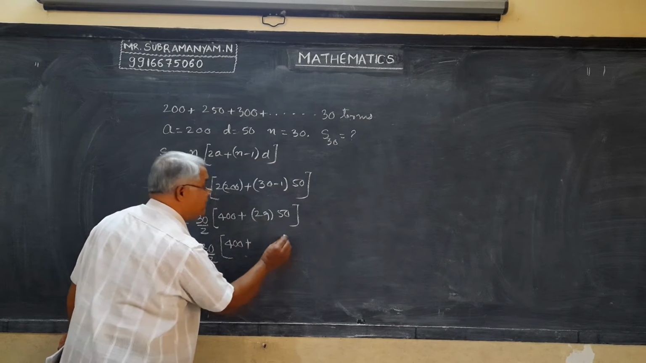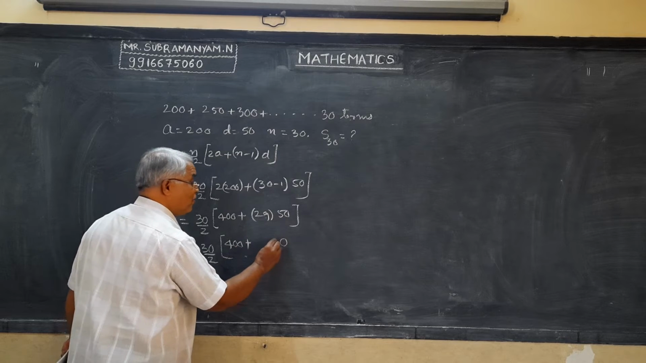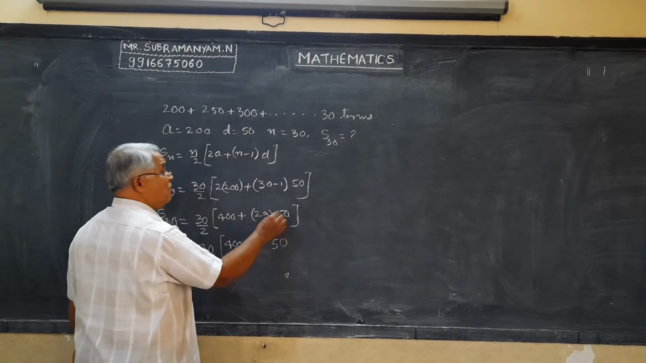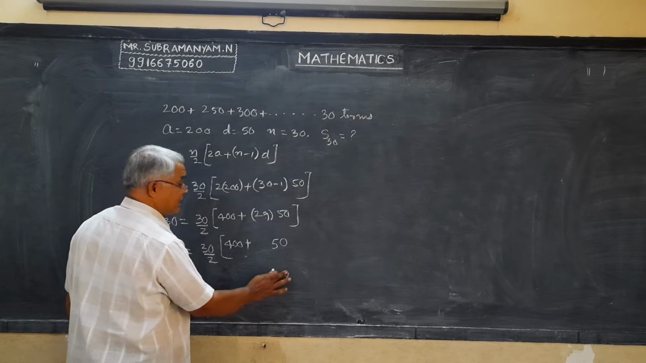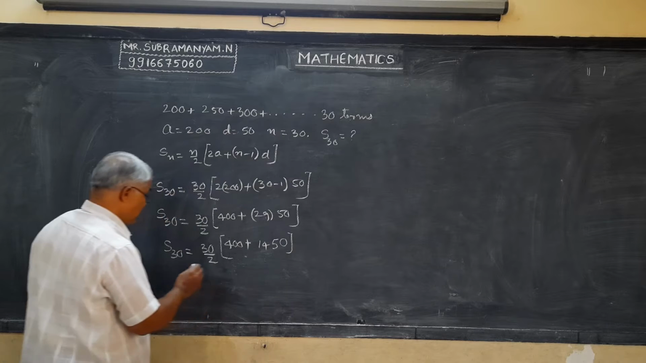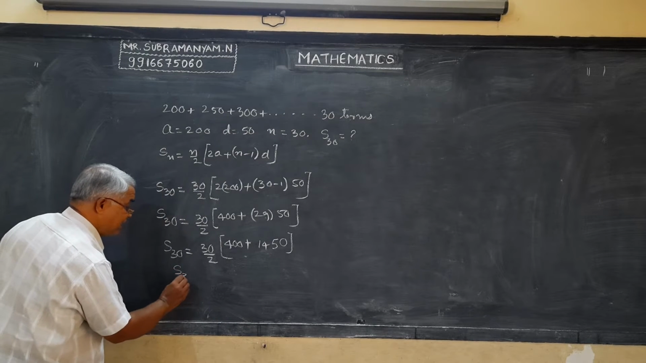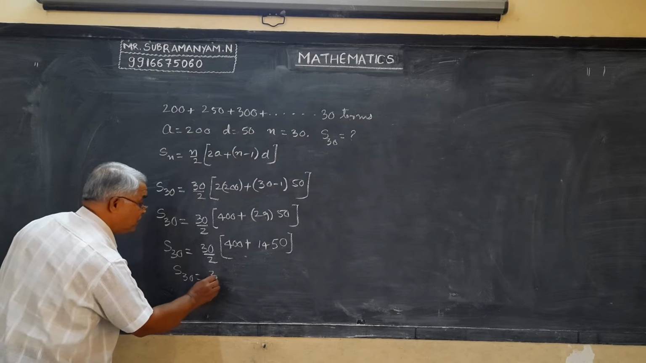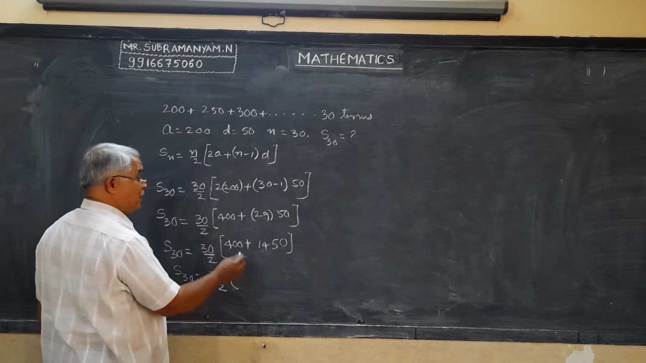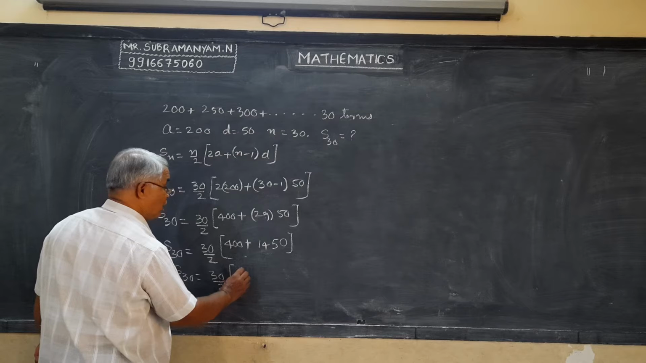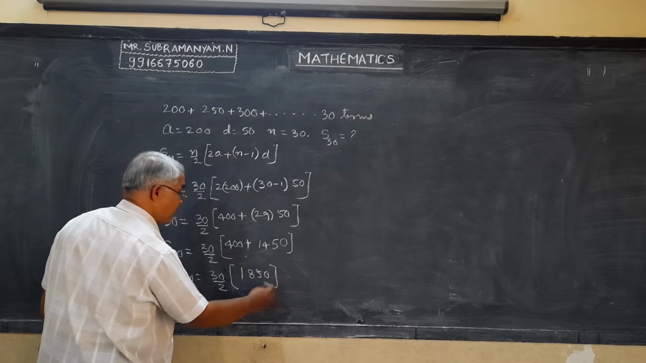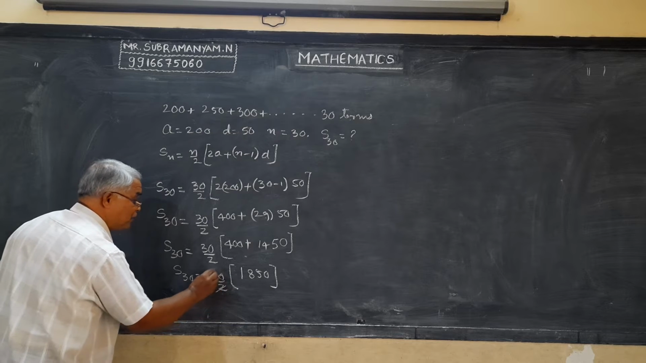S30 equal to 30 by 2 into 400 plus, now we have to multiply 29 with 50. 0 we will write. Now 5 9s are 45. Carry 4. 5 2s are 10. 10 plus 4, 14. 1450. We will add: S30 equal to 30 by 2 into, when we add these two, we get 1850. Now, 2 1s are 2, 15s are.